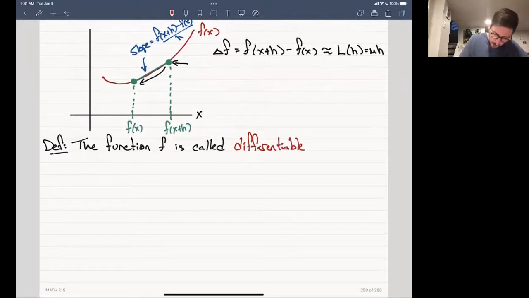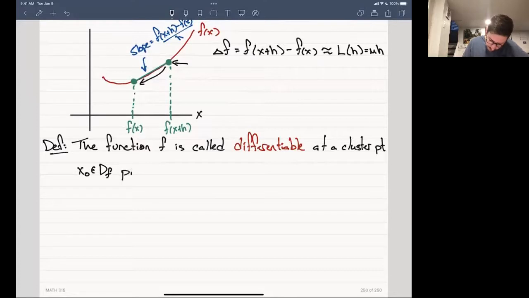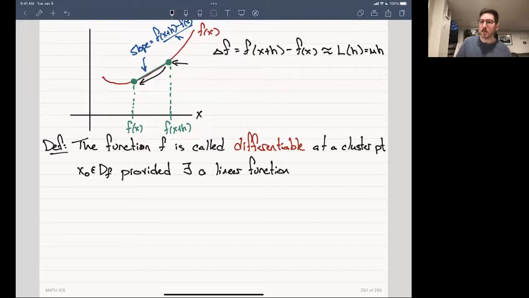So this is sort of more macroscopic than just taking the derivative. So it's differentiable at a cluster point x0 provided that there exists a linear function, right? So we know what a linear function is. y equals mx plus b.